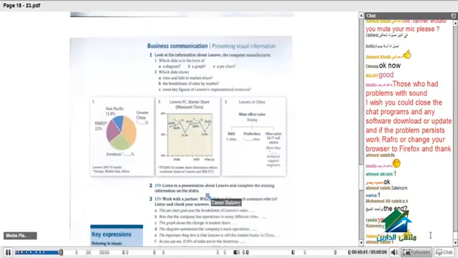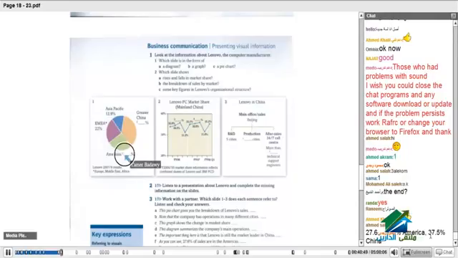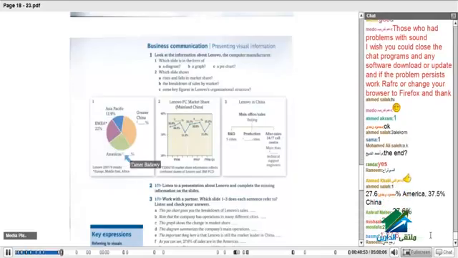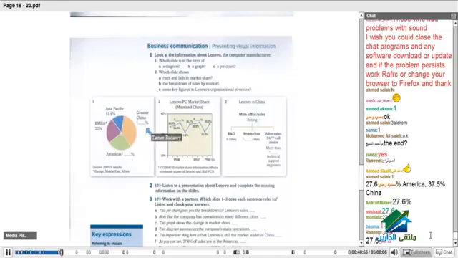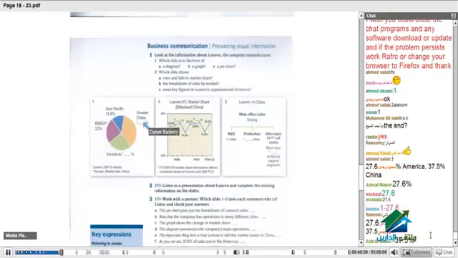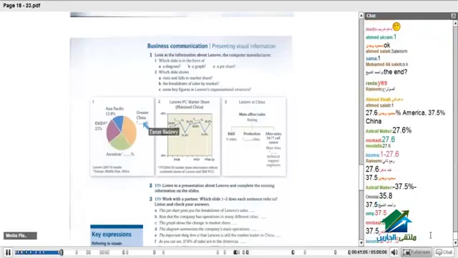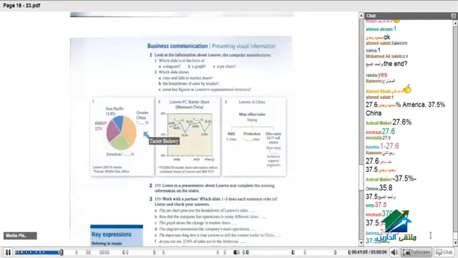Complete the missing information on the slides. Did you do it? 1. Americas. What is the percentage here? 27.6. Good job. And what about the Chinese one? 37.5. Not minus. It was minus? Okay, you mean slash or dash.